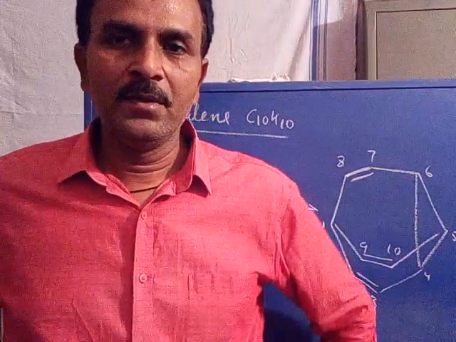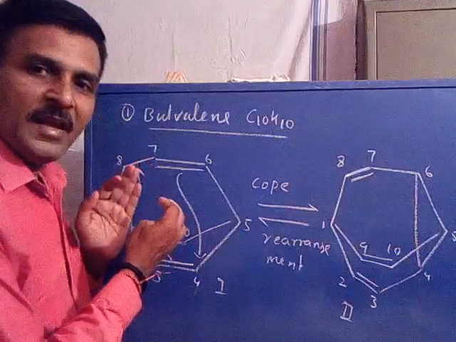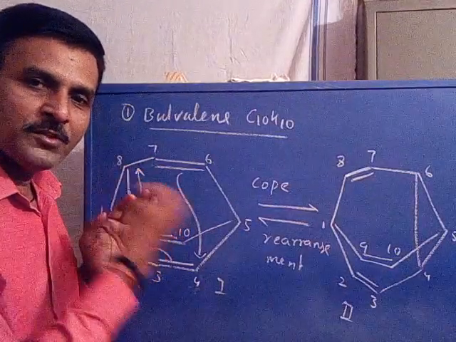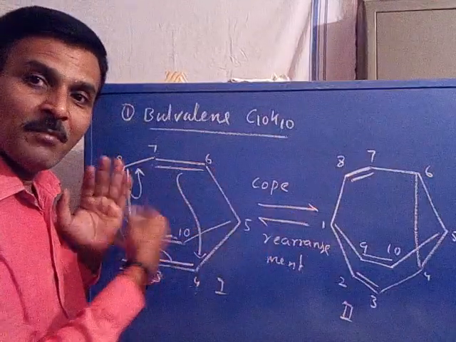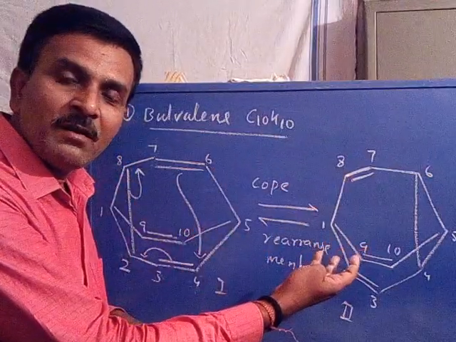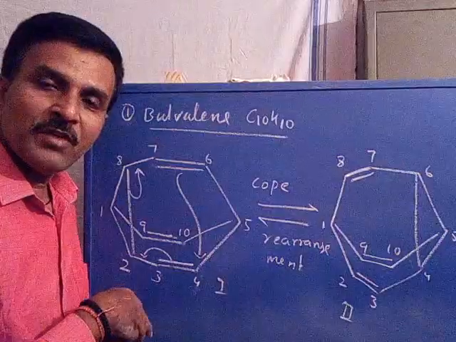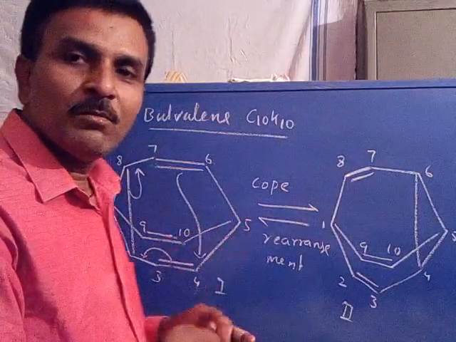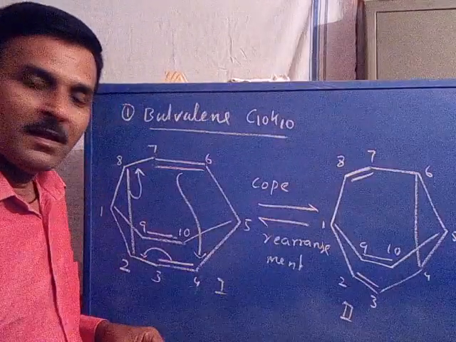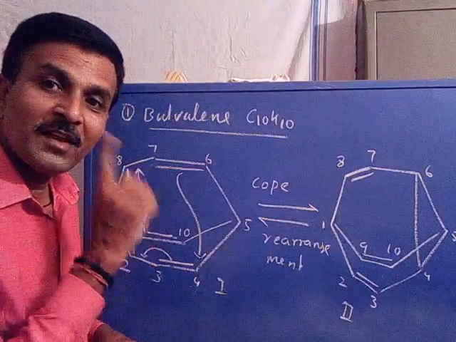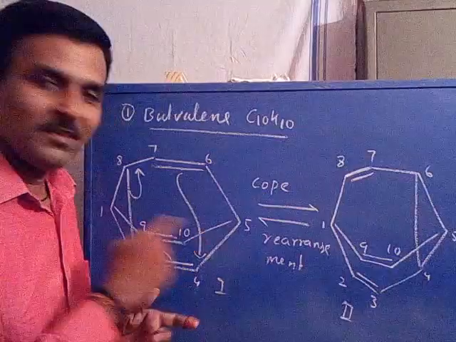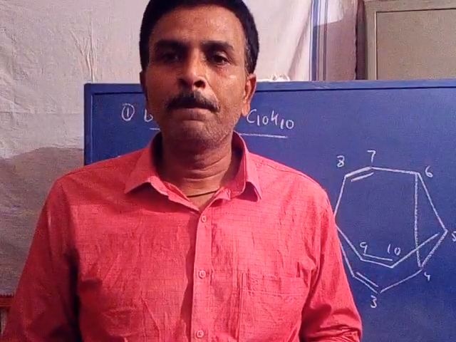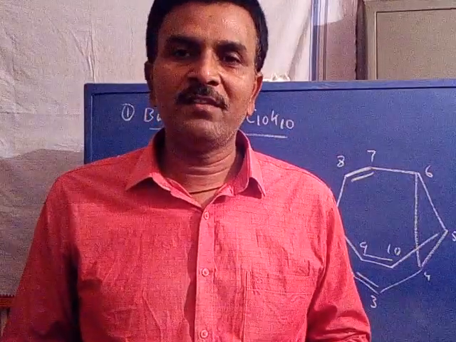What happens? Exchange of the bond from one position to another position within the same molecule gives another isomer which is identical to the first one. Therefore, this behavior is called fluxional behavior, and the bullvalene molecule is called a fluxional molecule. So this is a fluxional molecule. With the help of NMR spectroscopy, we can establish its fluxional behavior.